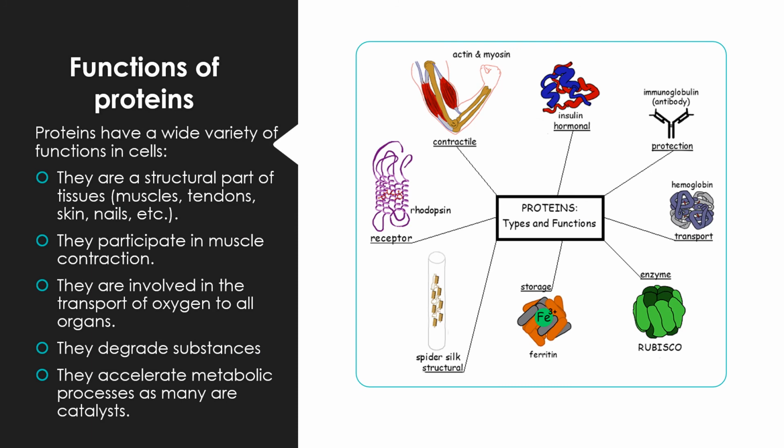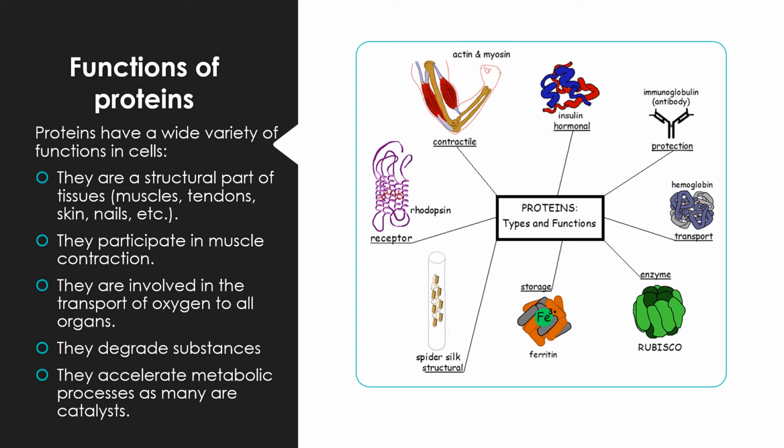The function of the proteins. They have a structural function, as they can be a structural part of the tissues like muscles, tendons, skin, nails, and other organs. They participate in muscle contraction. This is important because actin and myosin are the proteins that allow the muscle to contract. They are involved in the transport of oxygen to all organs, through the hemoglobin protein. They degrade substances like catalysts.